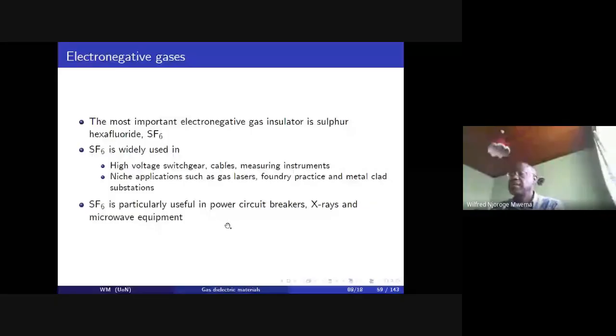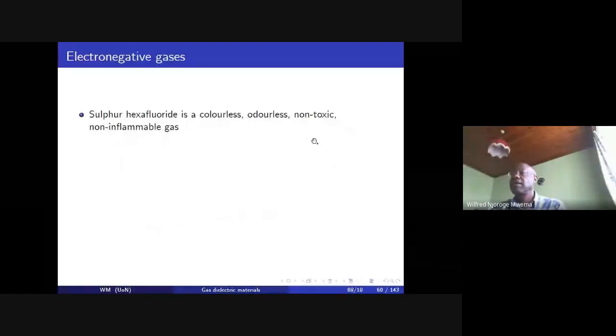So it's particularly useful in power circuit breakers, X-ray and microwave equipment, and it's a colorless, odorless, non-toxic and non-flammable gas. The non-flammability is what is most important for us because it means it's safe to use. The non-toxicity is also good because it does not degrade the environment. The others are just characteristics to let us know what sulfur hexafluoride looks like.